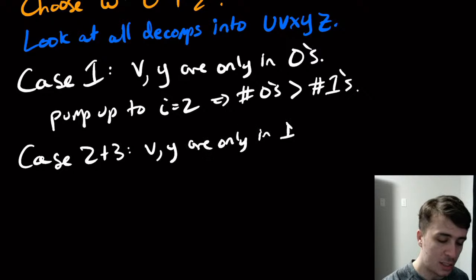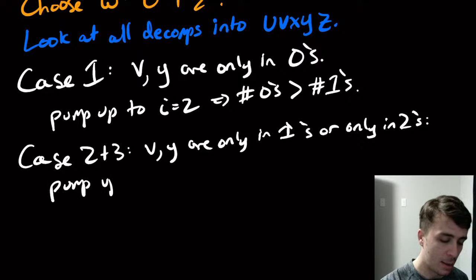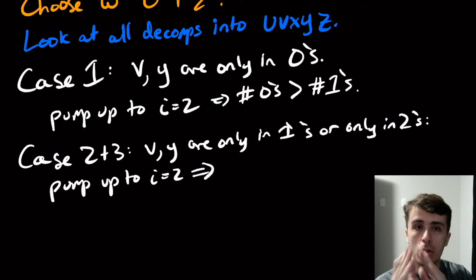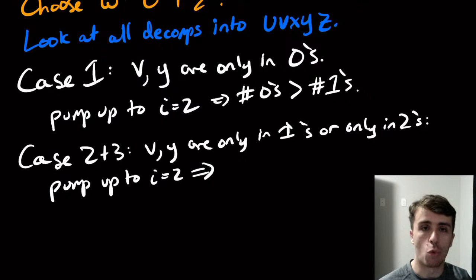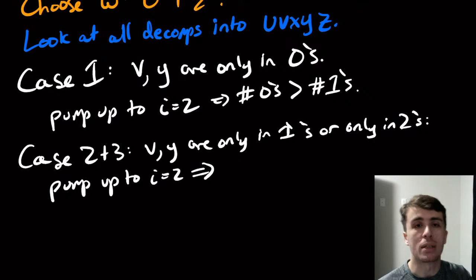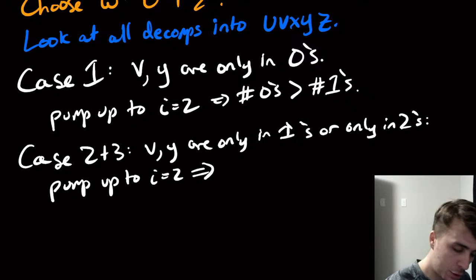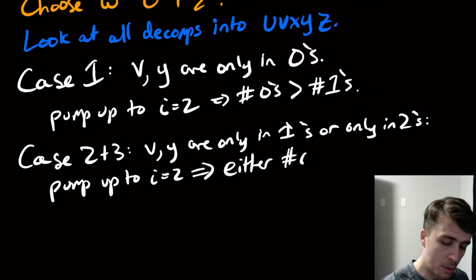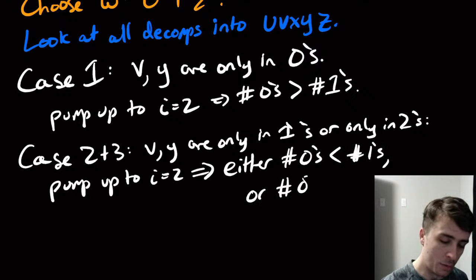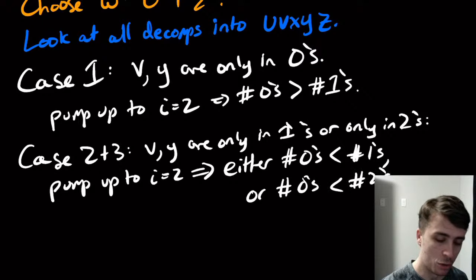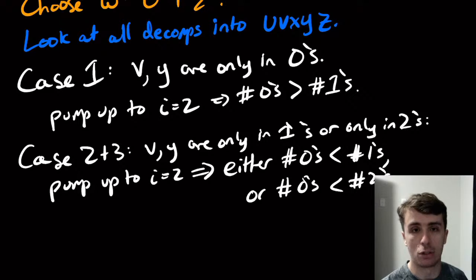And in fact, for cases 2 and 3 at the same time, where v and y are only in the 1s or only in the 2s, if we do the exact same thing and pump up to i equal to 2, that will cause either the number of zeros to be strictly less than the number of 1s, or the number of zeros to be strictly less than the number of 2s. In either case, we leave the language.